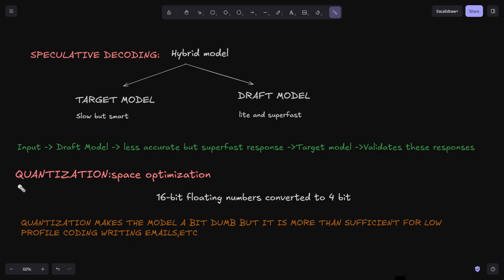Finally, quantization. If KV caching saves time, quantization saves space. Most AI models are born heavy, using 16-bit floating point numbers. It's like trying to describe a color using 65,000 different shades. Precise, but a nightmare to move around. When we quantize to 4-bit, we're saying, you don't need 65,000 shades. 16 colors are enough. By shrinking the data, we reduce the memory footprint by 4 times. This is how you run a massive 70 billion parameter model on a consumer GPU instead of a $20,000 server.